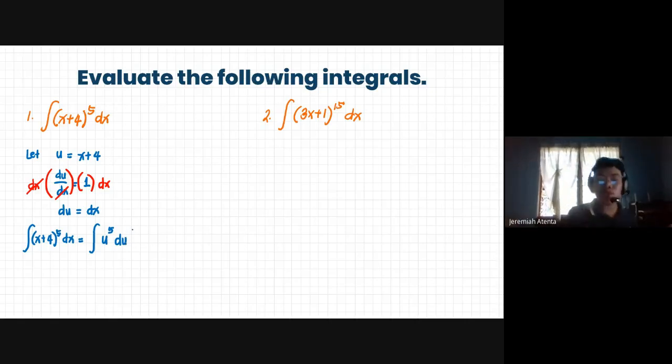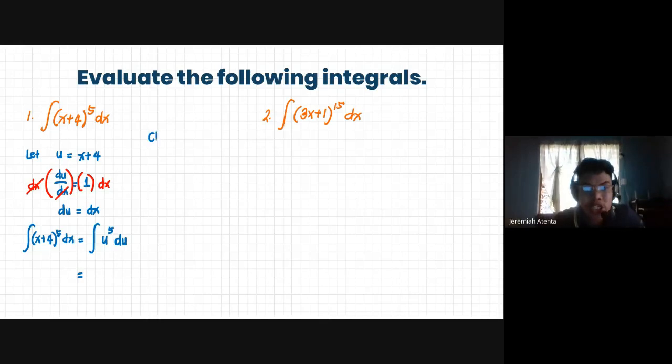So from x plus 4 raised to the power of 5 dx, we now have u to the power of 5 du. So the integral of u to the power of 5 du, then we can now apply the power rule, right? The basic rule in integration. So what is now the integral of this expression? Kindly write it down in the comment section.